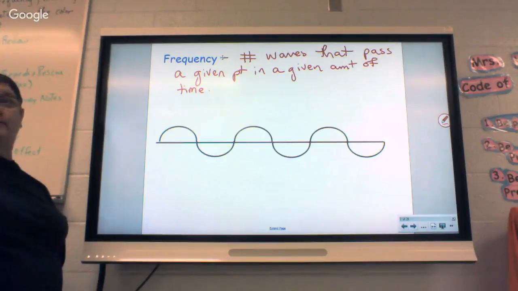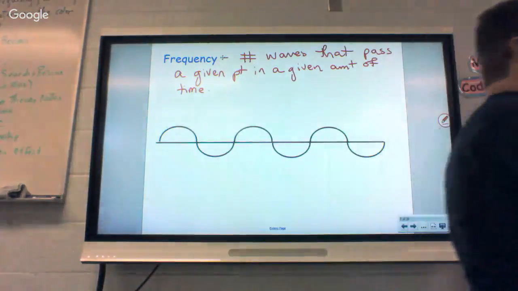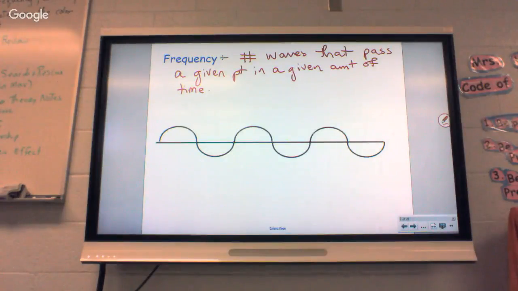Now, when you draw this, make sure your waves are the same as mine, or when we calculate frequency in a minute, your frequency is going to be wrong. If you go back to look at your notes, you're going to be like, this makes sense. I said, when you draw this, make sure you have the same number of crests and troughs as I do, or it's not going to make any sense when you go back to do this.